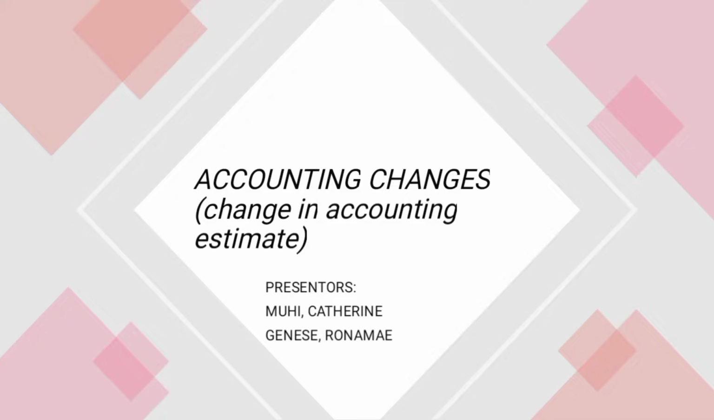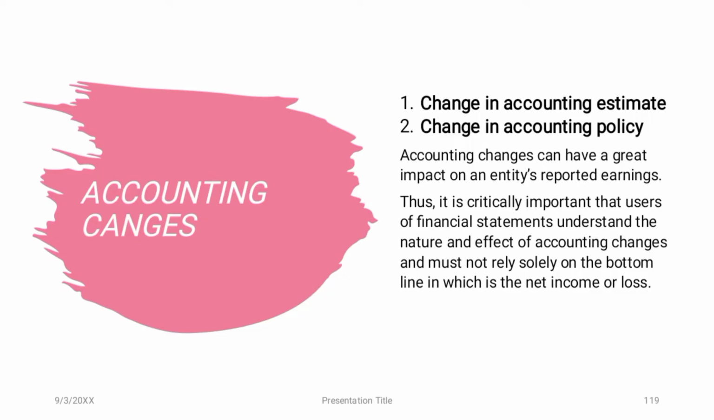We will now be reporting the topic assigned to us, the changes in accounting estimate. Accounting changes has two categories, the change in accounting estimate and the change in accounting policy. Accounting changes can have a great impact on an entity's reported earnings. Thus, it is critically important that users of financial statements understand the nature and effect of accounting changes and must not rely solely on the bottom line, which is the net income or loss.